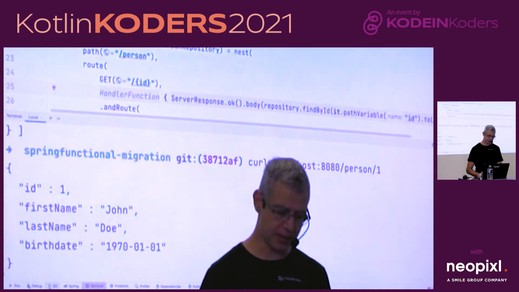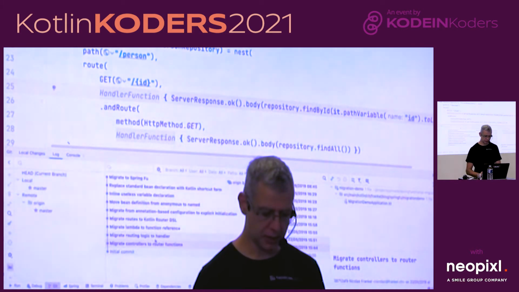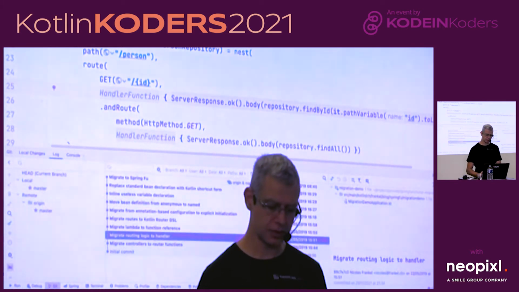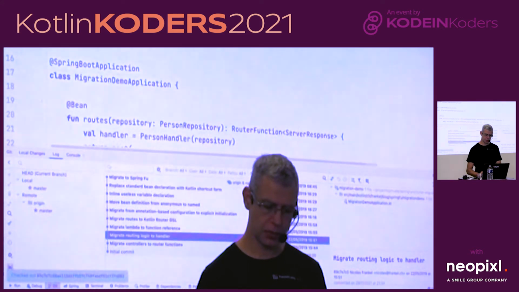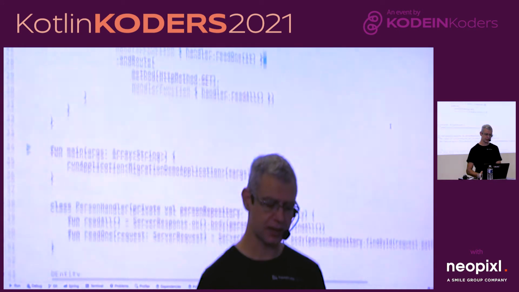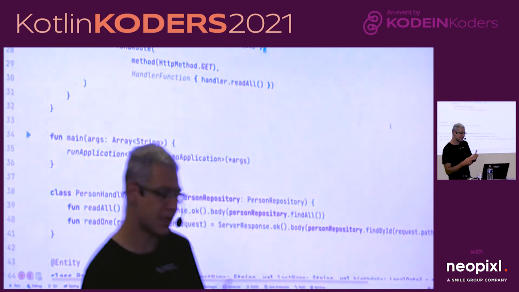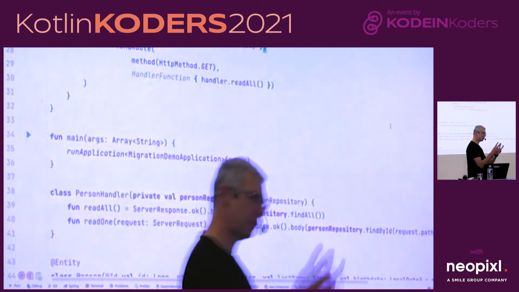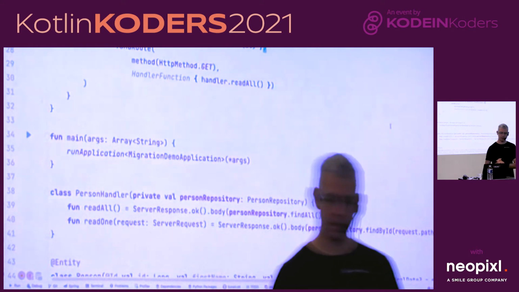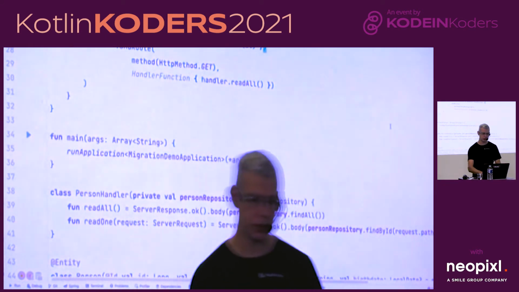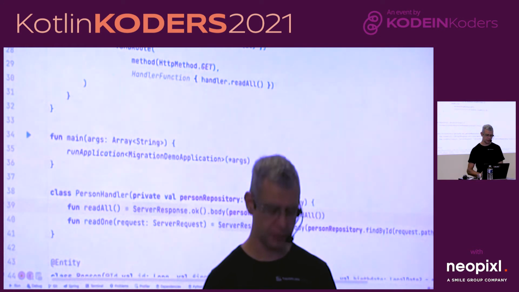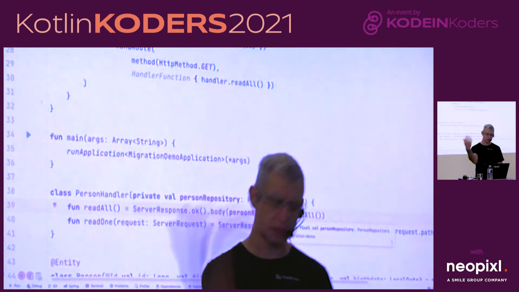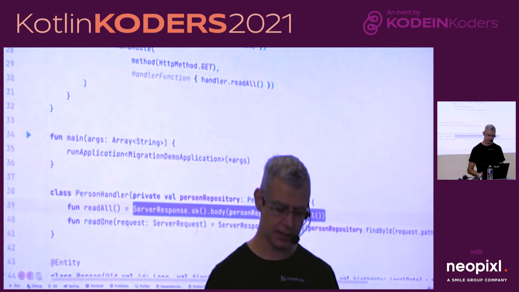But we can do better, definitely. Actually, this handler function, we should move it to its dedicated class. That's one of the new patterns with functional routing, that you move this handler function to a dedicated class. So the logic itself of mapping the server request to the server response is here.